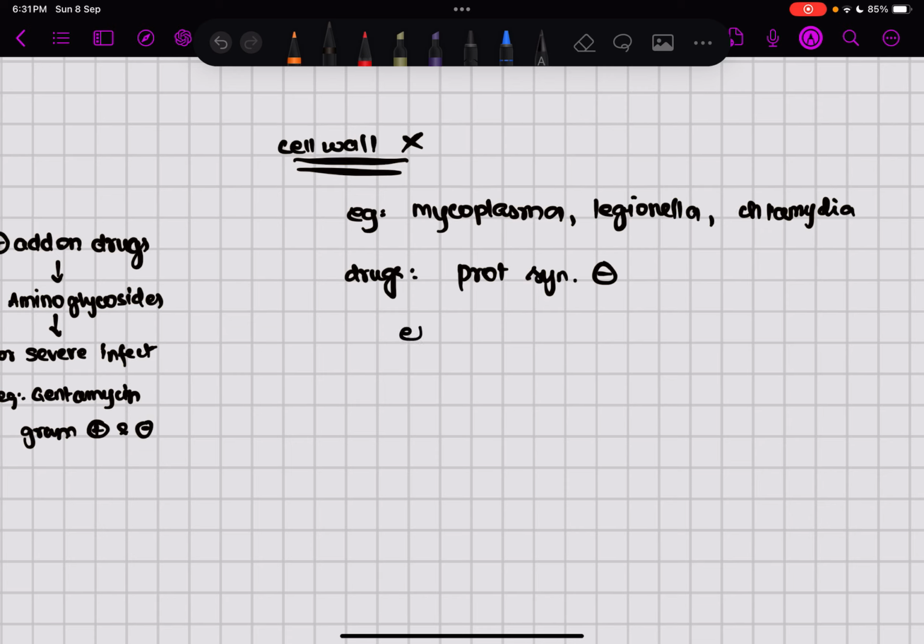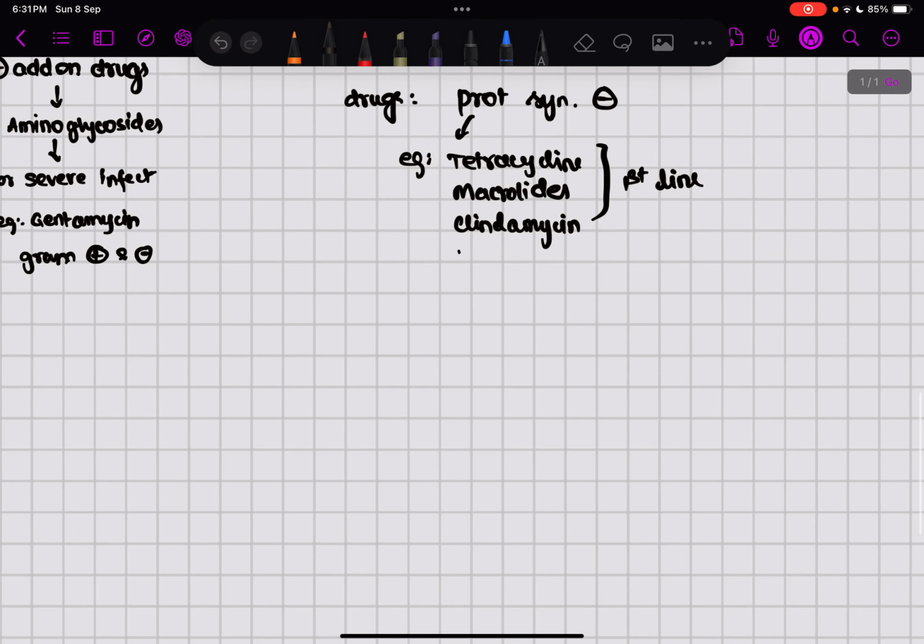The examples of protein synthesis inhibitors are tetracycline, macrolides, and clindamycin. These are first line. Then the rest are linezolid and streptomycin. These have increased toxicity, so they are second or third line drugs.